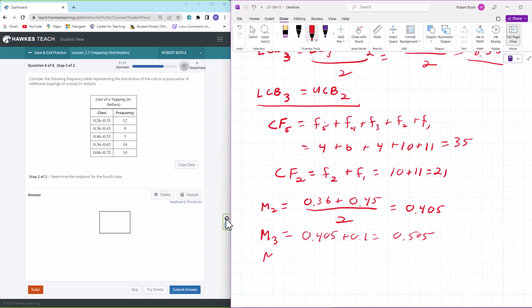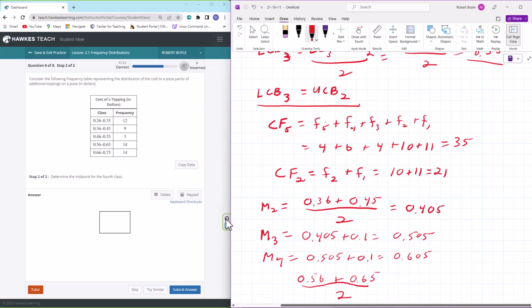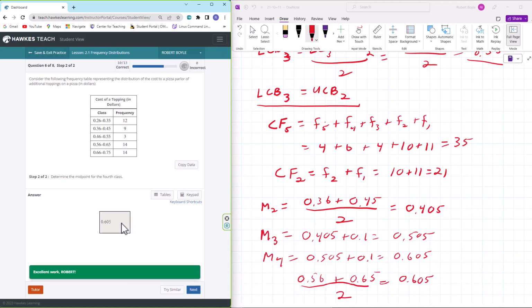The midpoint for the fourth class is going to be equal to 0.505, the midpoint for the third class, plus the class width, which should give us 0.605. Of course, this should be the same as 0.56 plus 0.65, the lower limit and upper limit for the fourth class, divided by 2, which of course is 0.605. So we actually get the exact same thing, which gives us a good degree of confidence that we are correct. There we go.